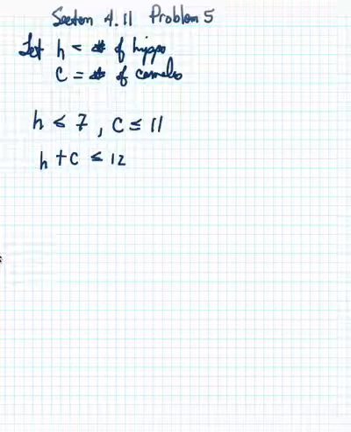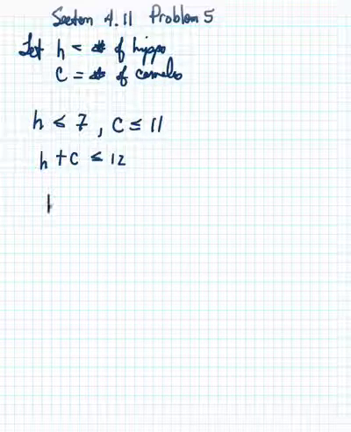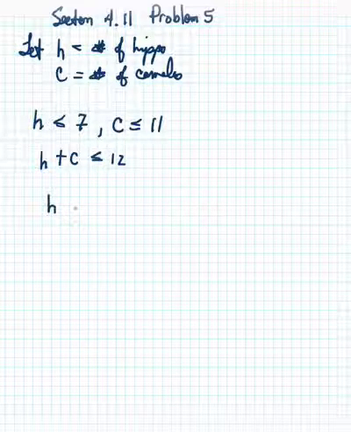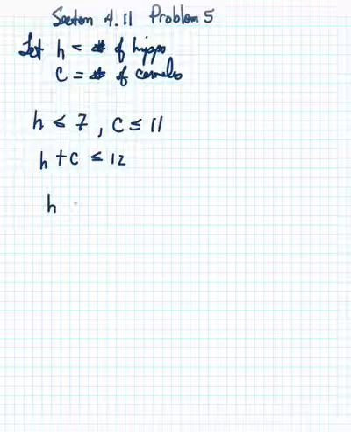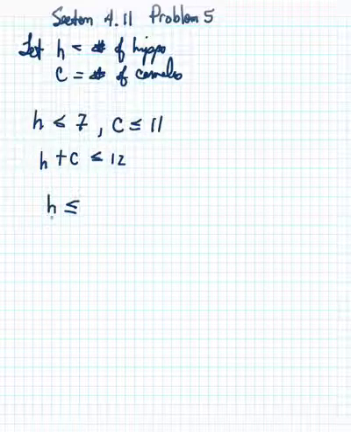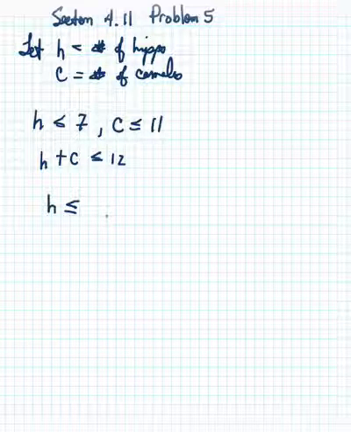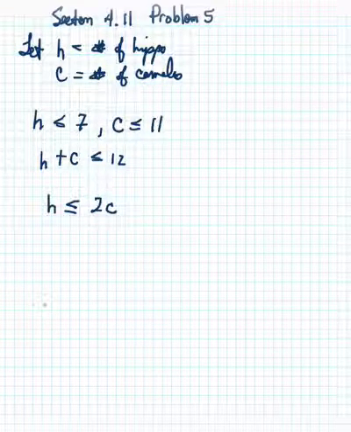The number of hippos manufactured per day must be no more than twice the number of camels. So the number of hippos, let's see, wait a minute. The number of hippos per day must be no more than, so if we say no more than, that means it has to be less than or equal to. So H has to be less than or equal to twice the camels. That's another one of my restrictions. And what's the other one?